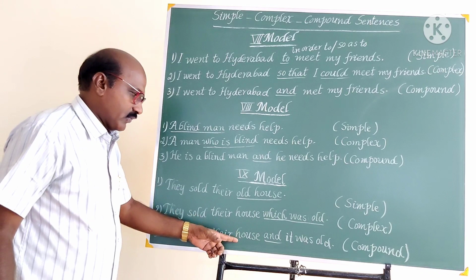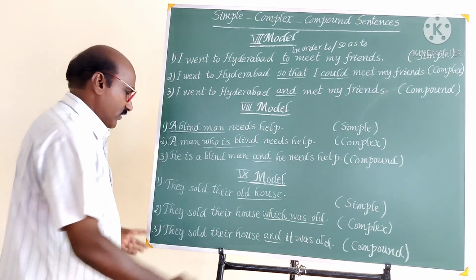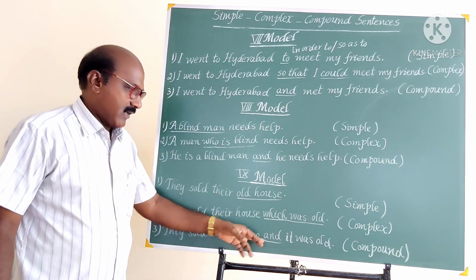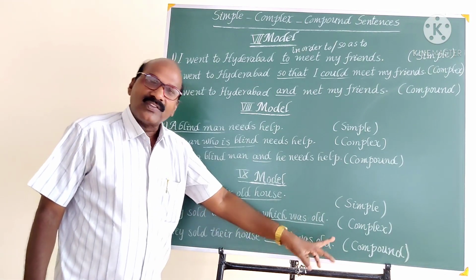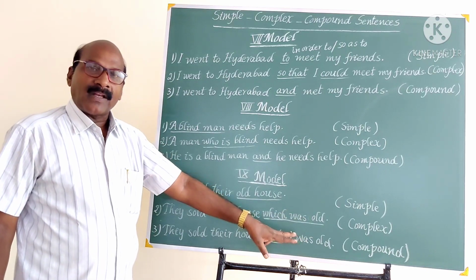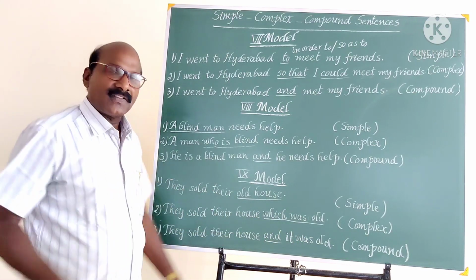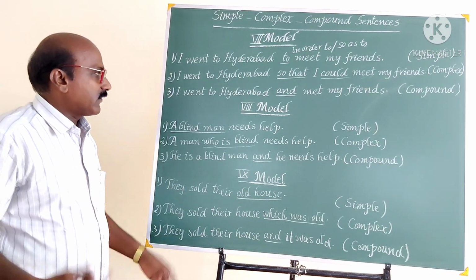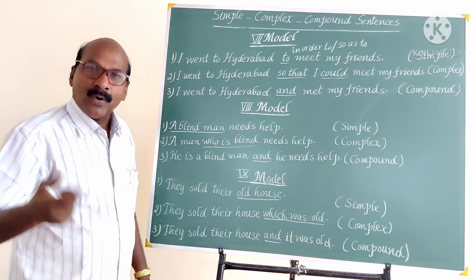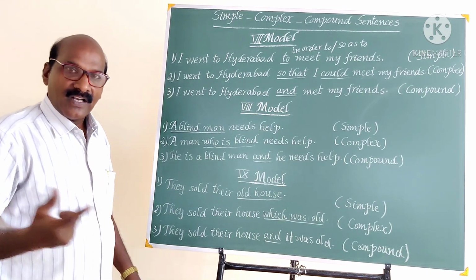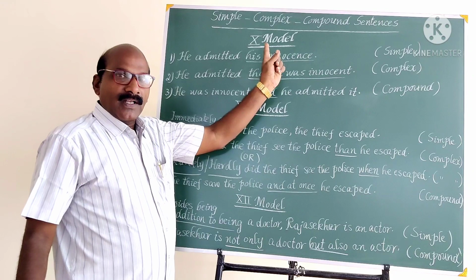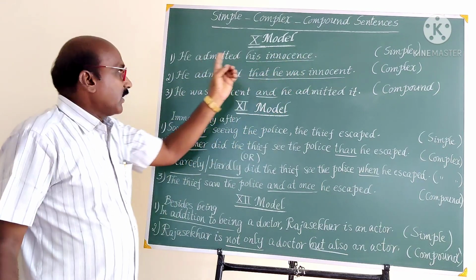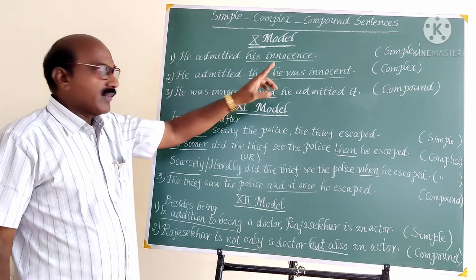They sold their house and it was old. They sold their house. It gives one complete meaning, main clause. And it was old. It gives another complete meaning. This is another main clause. Combination of two main clauses is nothing but compound sentence. Like that, we have different models. There are three more models to be discussed. Let us see. Look at the 10th model. He admitted his innocence.